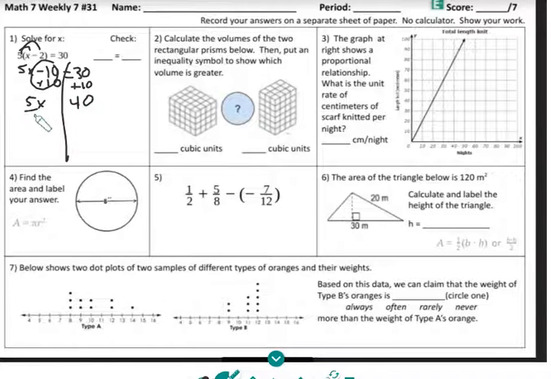Okay, so we want to divide by 5, and we will get 40 divided by 5. Remember that fraction line means divide. So 40 divided by 5 really equals 8.